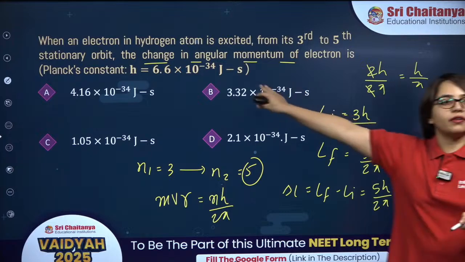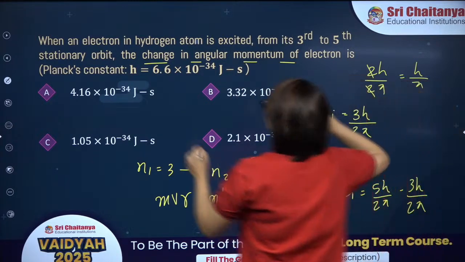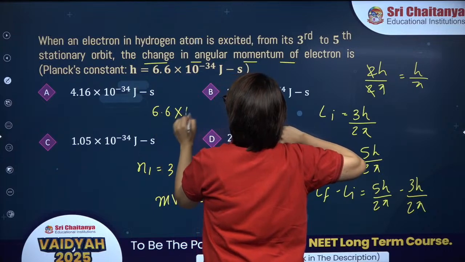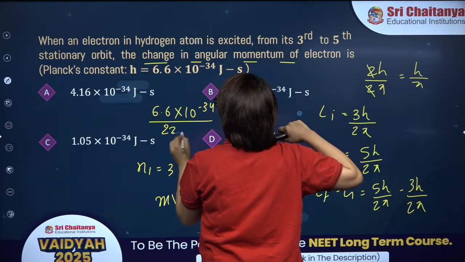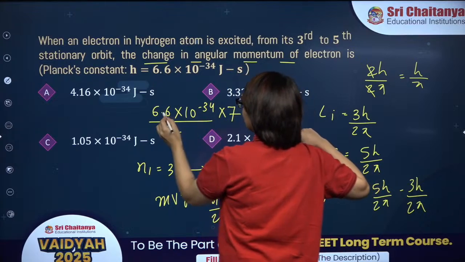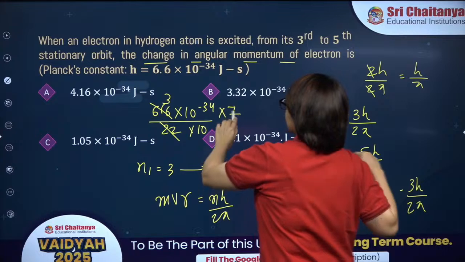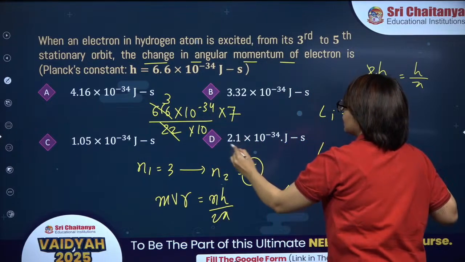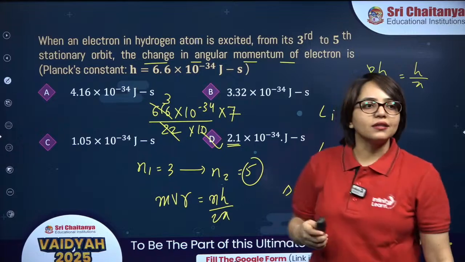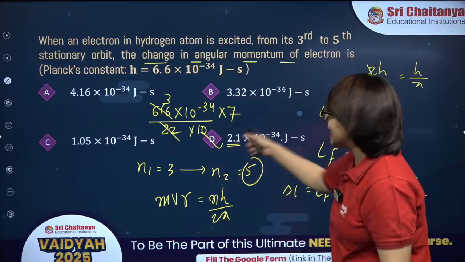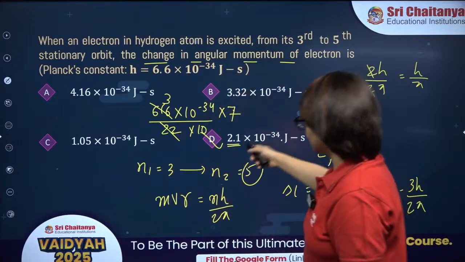h is already given, beta. So it is 6.6 into 10 to the power minus 34 divided by pi, which is 22 by 7. So 7 will go up. Just remove this point, so it will be 3. So 7 into 3 is 21 divided by 10 is 2.1 into 10 to the power minus 34. So the correct answer is option D. Calculation is easy, beta. Calculation is easy.